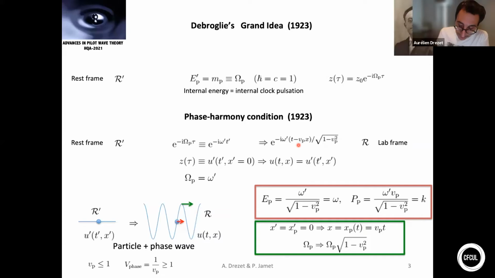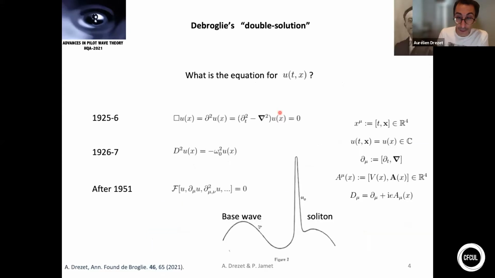So one thing that he did is to try to find a fundamental equation for this U field, this wave that he called U, and this is what he called the double solution, for reasons which will become clear later. He started with the simplest wave equation you can imagine, the d'Alembert equation, in 1925, and then he jumped quite quickly to the Klein-Gordon equation, which he invented, by the way, together with Schrödinger, and before Klein and before Gordon.